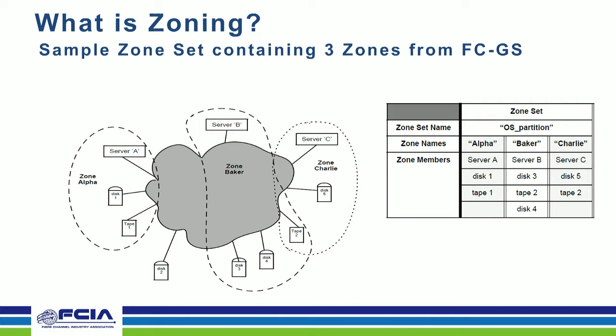Now, the interesting thing, you can see that there's overlapping between the next zone, Charlie, and that's perfectly acceptable. Members can be members of multiple zones, and in fact, that's probably the most typical situation. You will see that in this case, tape 2 is a member of both Baker and Charlie, and that's very typical, and that's something that you're going to see all the time. So this is just a graphical way of visualizing your zone set and the zones that are in it.